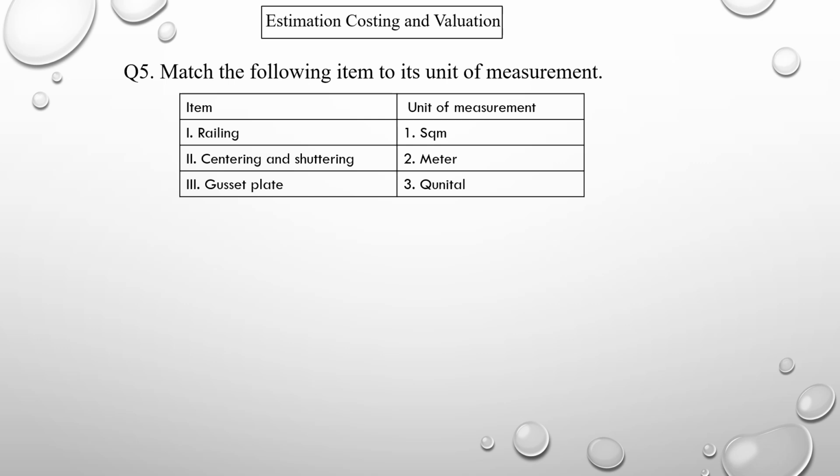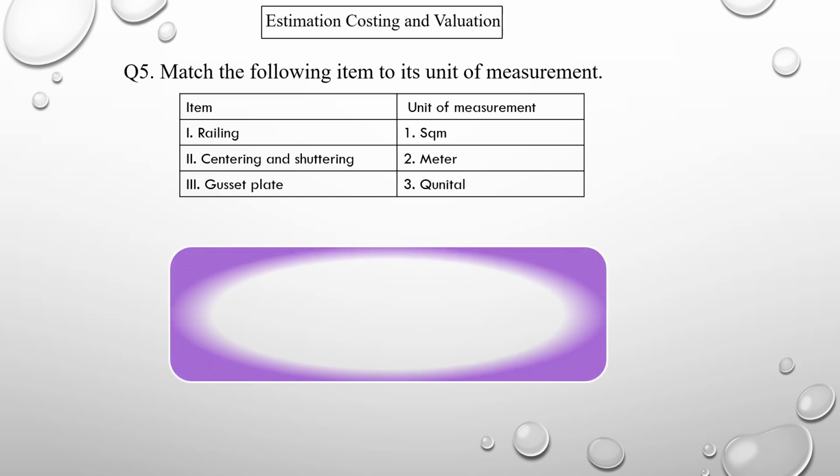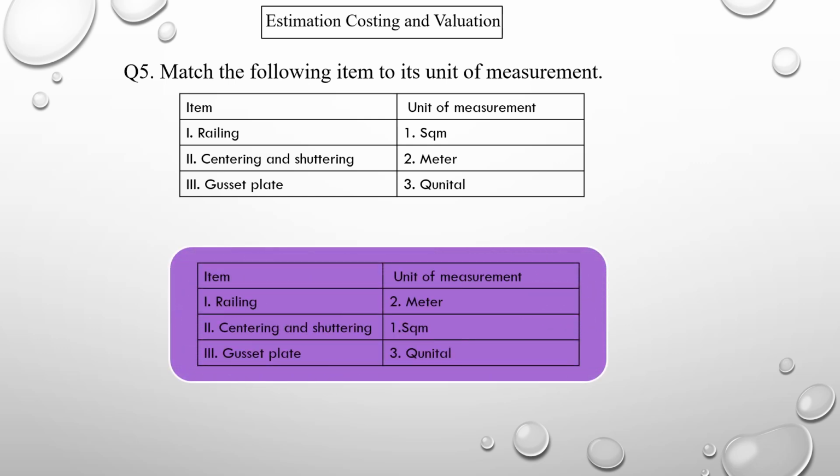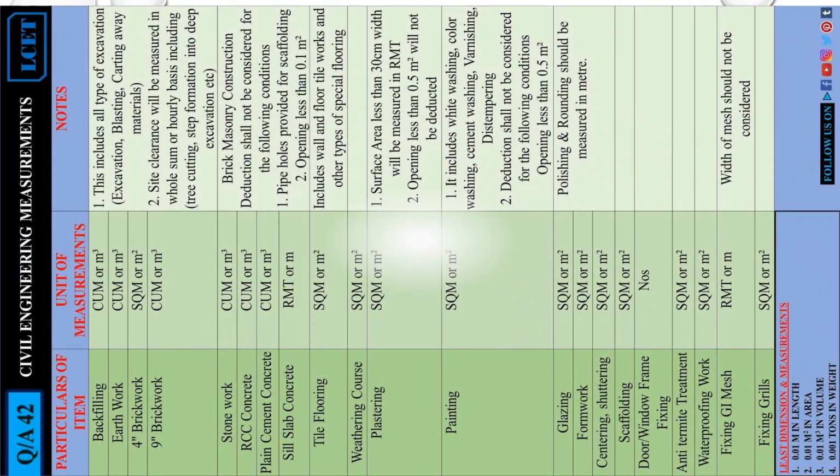Centering and shuttering are formwork related terms which are measured in square meter. And then gusset plates, which are used to form a joint, are measured in quintal. So these are the correct options for the unit of measurement. Railing is measured in meter, centering and shuttering is measured in square meter, gusset plate is measured in quintal. Then these are some particular items with their units of measurement. You can go through this table, and this is very useful.